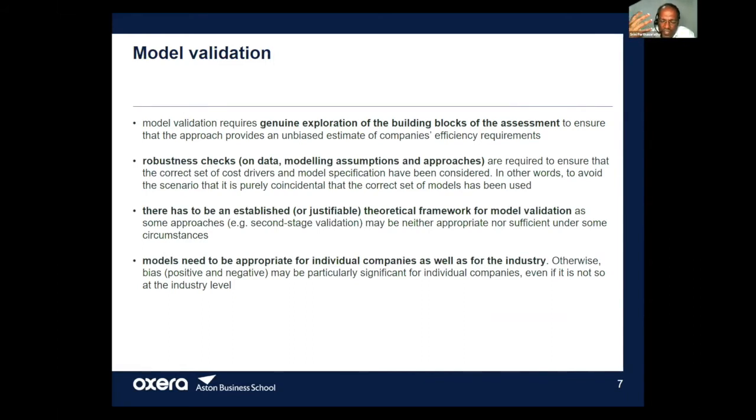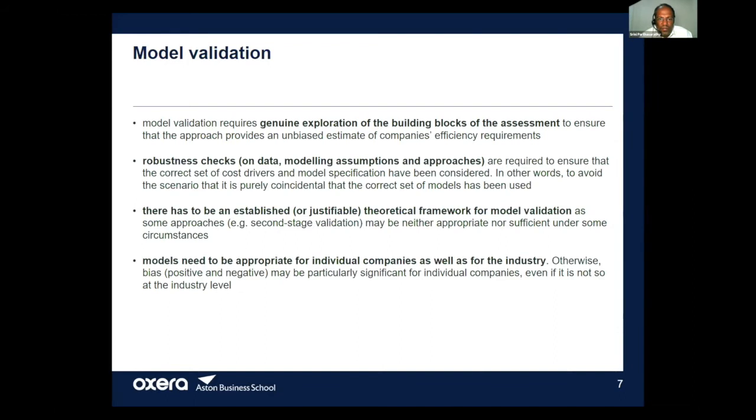There's a need to ensure that there is a strong theoretical basis or foundation for model validation. I say that because in some regulatory applications, you can still see that a second stage analysis is used for model validation, which is insufficient and in many cases flawed.